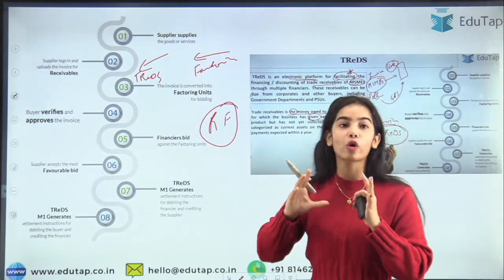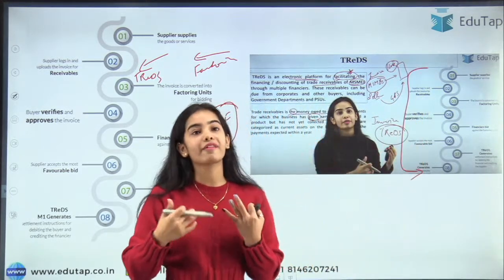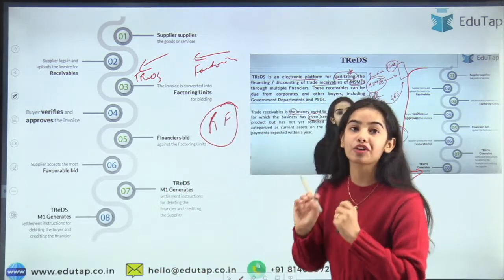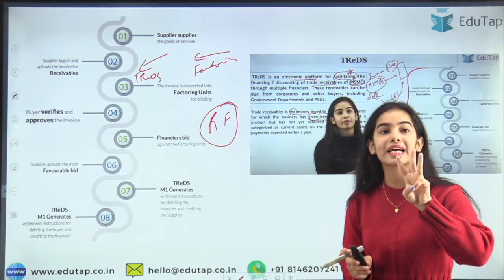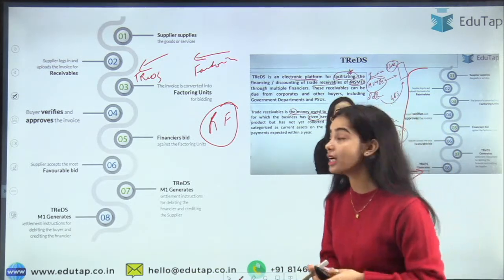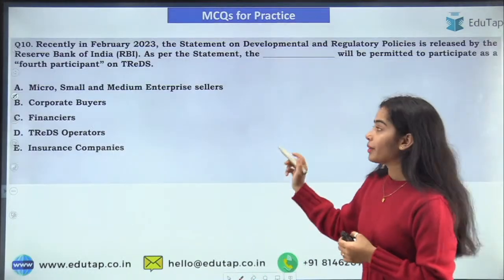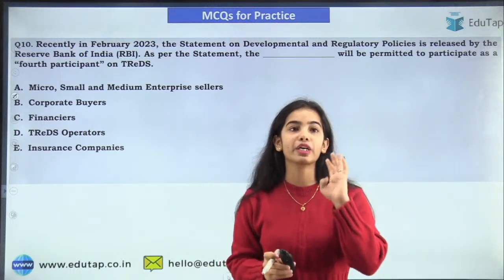So all of this we have already discussed, this whole process, how the TReDS is working. You can go and see that session and have a clear understanding of the TReDS. But you remember that there are the three expansion measures that have been taken by the Reserve Bank of India that I have already shown you in the previous slide. Okay. So now coming to this question, which of the following has become the fourth participant of the TReDS?